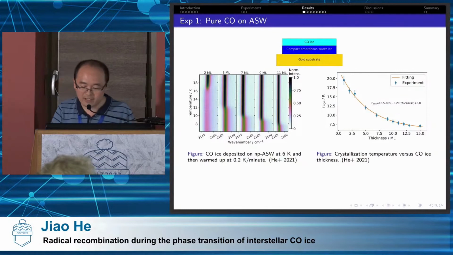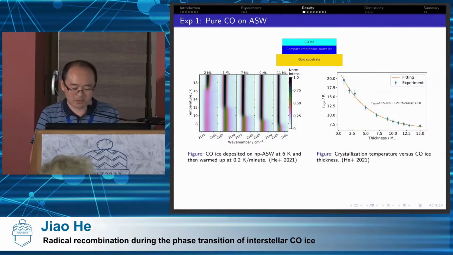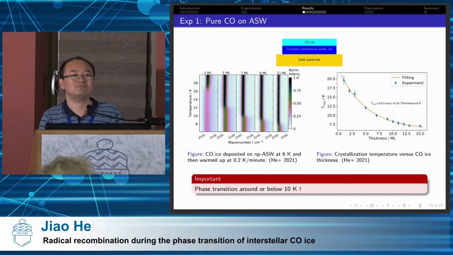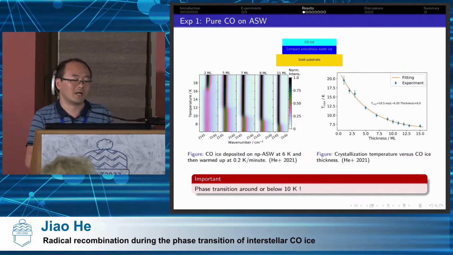On the right side, the figure shows how the phase transition temperature depends on the CO ice thickness. It's important to note that the phase transition happens around 10 Kelvin, or sometimes below 10 Kelvin, depending on the thickness. This temperature coincides with the molecular cloud temperature. So we know that the phase transition of CO should be important in molecular clouds.